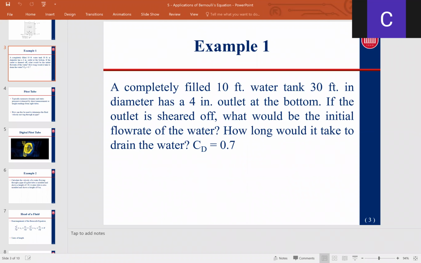So let's look at our example. We got a big tank of water with the height of 10 feet. The diameter is 30 feet. The outlet is 4 inches in diameter. It's filled with water.